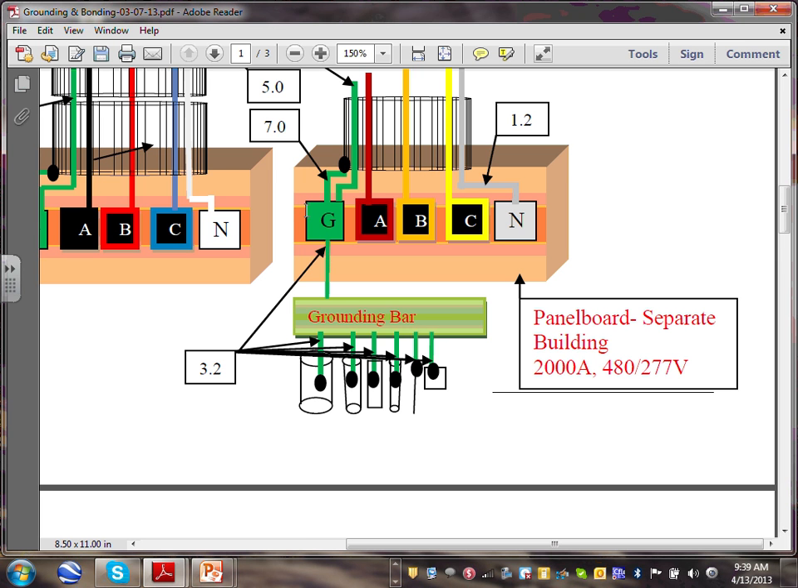I want to bring to your attention, you do not bond the neutral and the ground at the second building. You see, completely separate them. There is no main bonding jumper here. Other than having a main bonding jumper, what you're looking at right here, guys, is very similar to a service. Exactly like another service. The only thing we don't do is we don't bond the neutral to the ground, because that will provide multiple paths for the neutral under normal operating conditions.